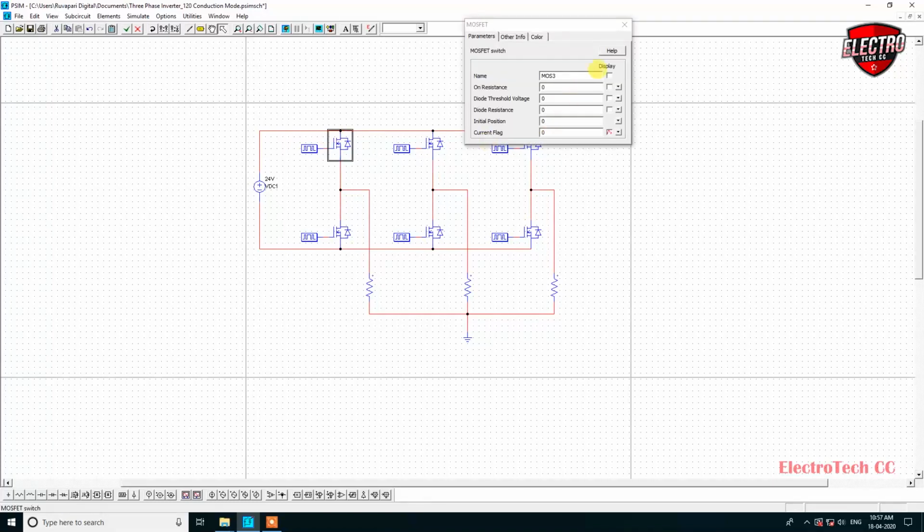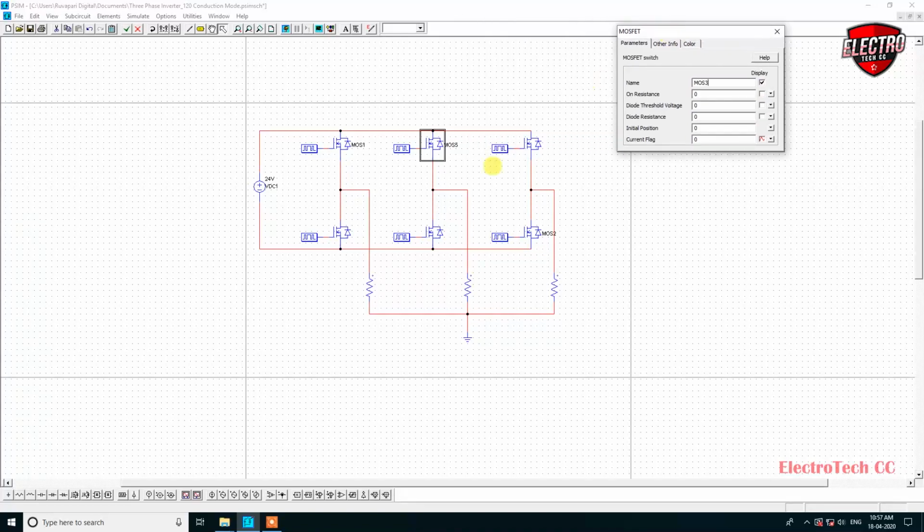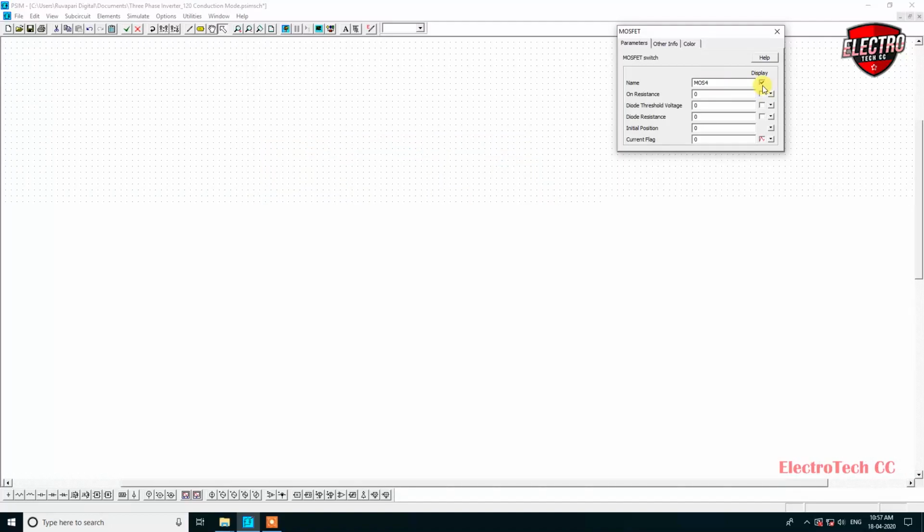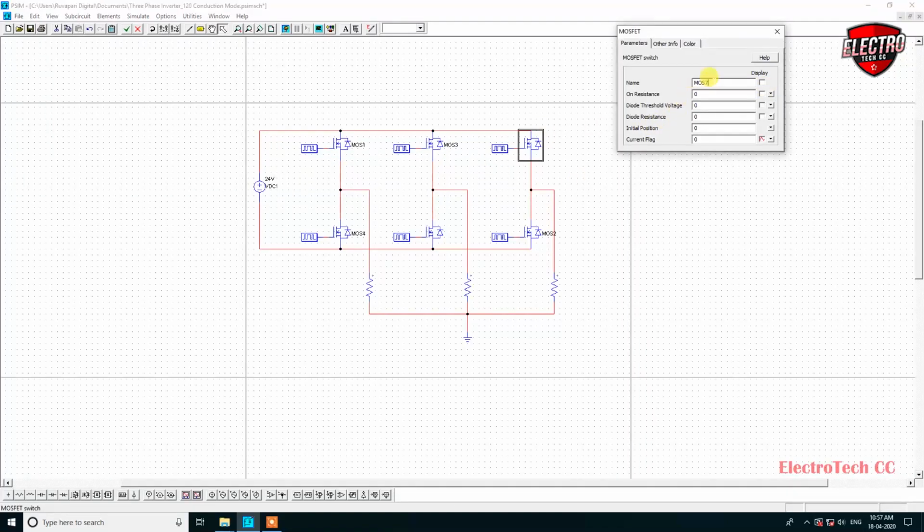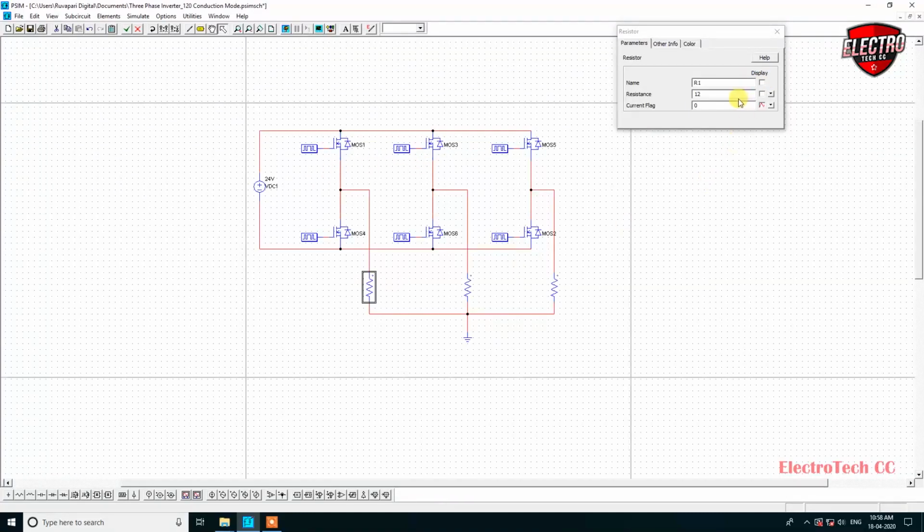Let us rename all these switches: MOS 1, MOS 2, MOS 3, etc. Use a 10 ohm resistive load in each link.